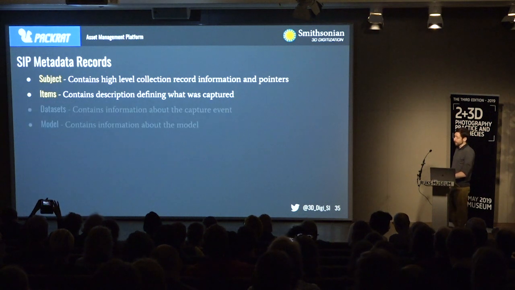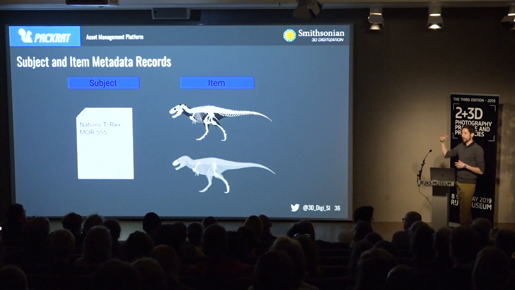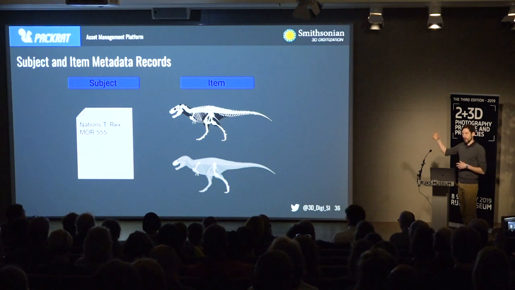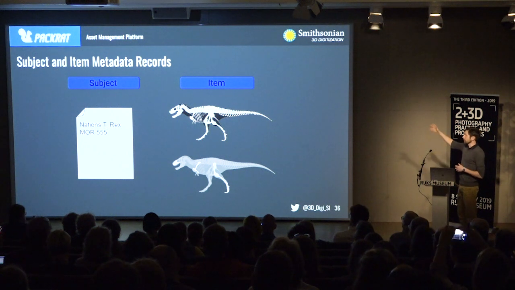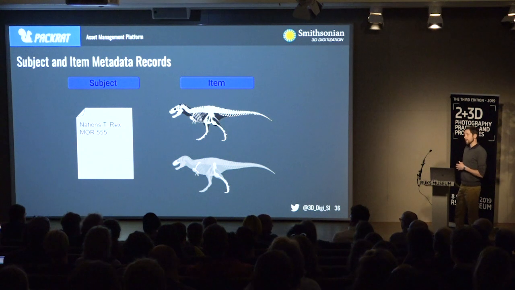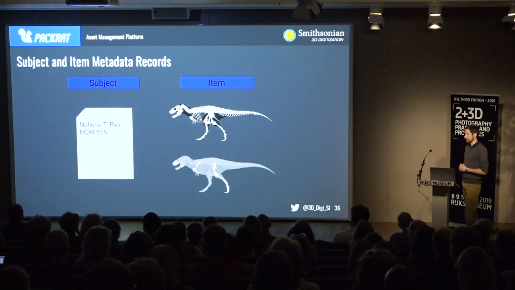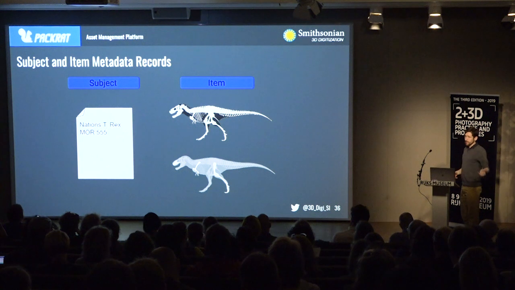The first two are what we're calling subjects and items right now. A subject is essentially a pointer to the collection record, the authoritative source record for that thing that was scanned, and the item describes the thing that was scanned. So in this example, the subject is MR 555, that's the nation's T-Rex at the Natural History Museum. It's got a record in their collection information system that's for the entire T-Rex. We scanned the entire T-Rex. We also scanned each individual bone. So the item describes what was scanned.